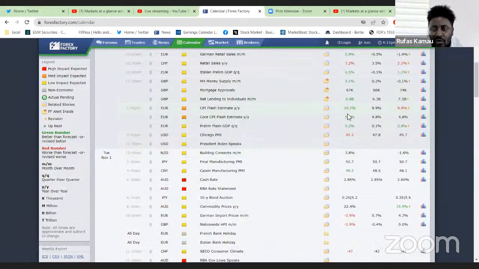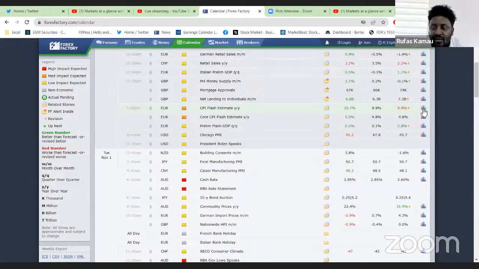As we move down the week, notice that the flash CPI estimate for the Eurozone basically spiked to 10.7%. With inflation rising higher in the Eurozone, this was bad news, especially for the EUR/USD. We saw the EUR/USD beginning the week moving downwards before attempting to make a recovery today.